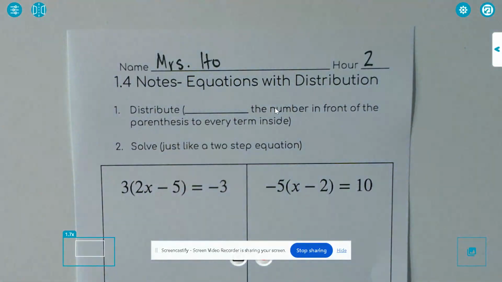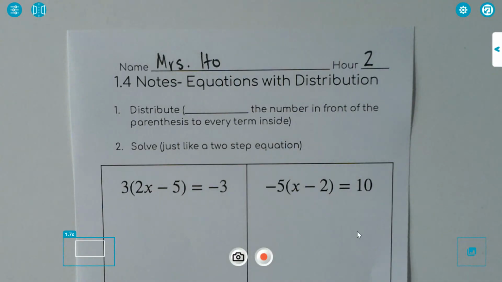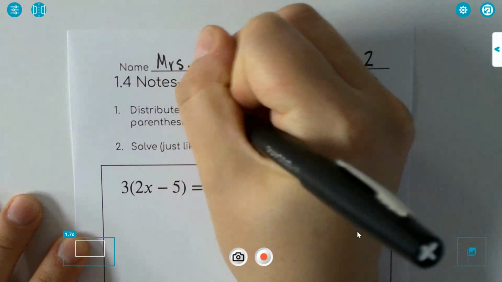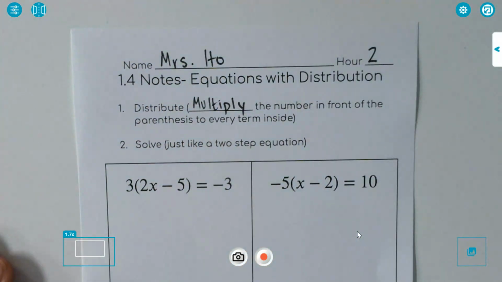So what we just practiced at the boards is going to be the first step of all of these problems, which is to distribute. When we distribute, what operation are we doing? Multiplication. Awesome. Thank you. So we are going to multiply the number that is in front of the parentheses to every term inside. After we get that distributing done, we solve it just like a normal two-step equation. They are the same equations that we did all the way back in 1.1.